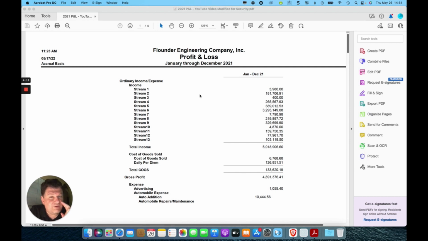But it's important to have your chart of accounts in your accounting system set up properly. This is absolutely a mess. It's not set up properly. So why am I showing you this? Because this company is doing $5 million a year in sales.